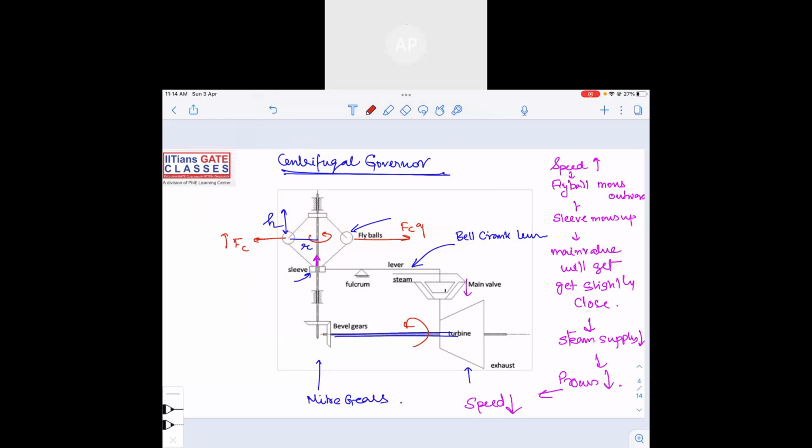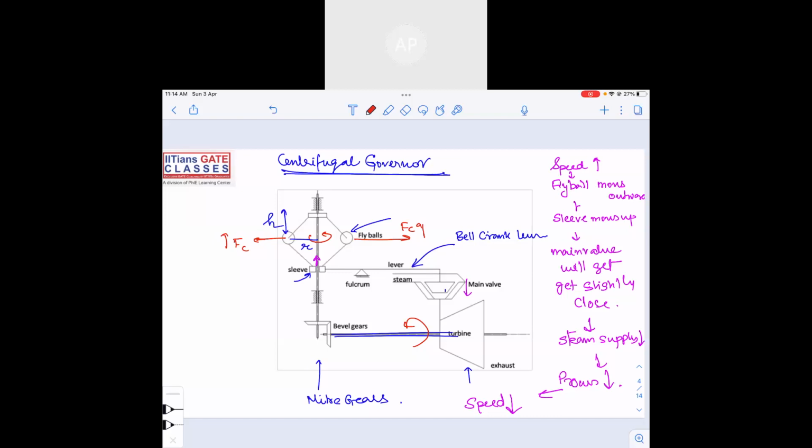Whenever there is a decrease in load, suppose during the night time, all the industries have shut down and people are moving home. So what is going to happen? The total power demand will become low. So power demand becomes low, the speed of the turbine will increase, right? So if the speed increases, now the governor will come into effect.